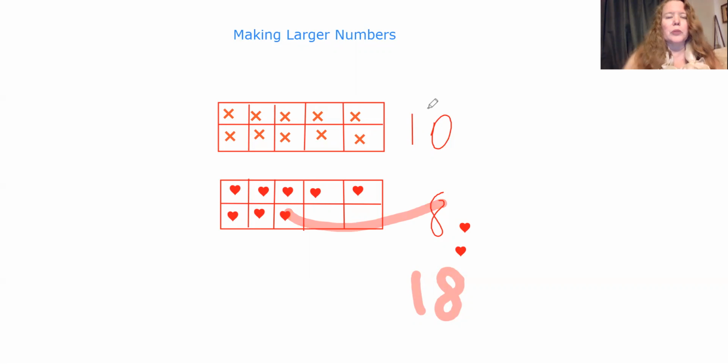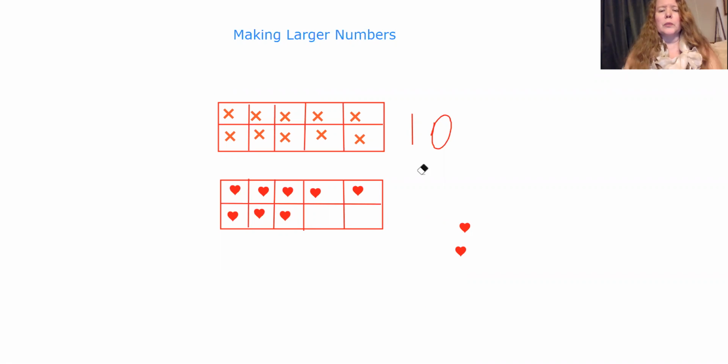Let's get these out of the way. Let me quit making a mess, right? Okay, we're done with our 18 over here. We know that's still going to be 10. But let's move these out of the way now. They said we needed to have 4 more.